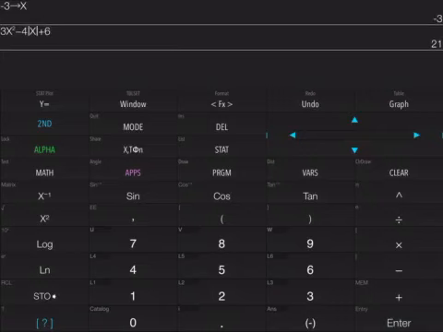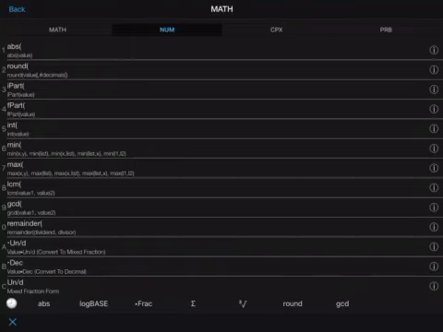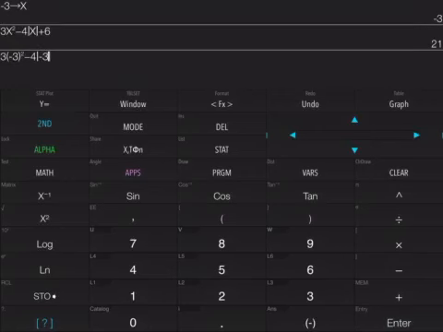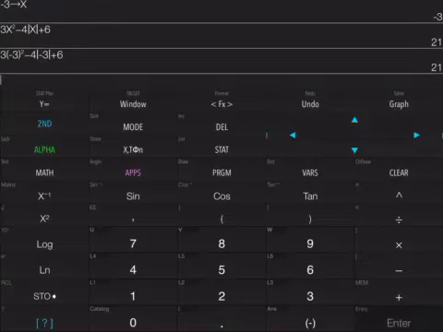Or you could do it the old school way, and that's just plug in -3 on your own. So 3 times -3 squared minus 4, absolute value of -3 plus 6. And you get 21.